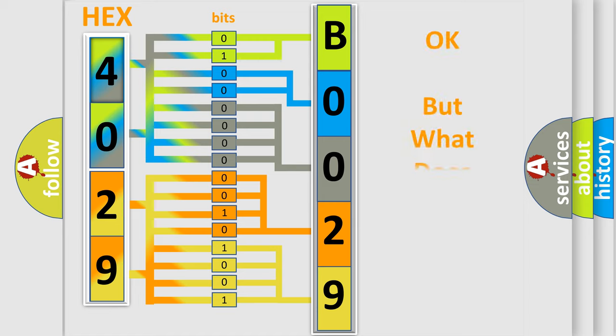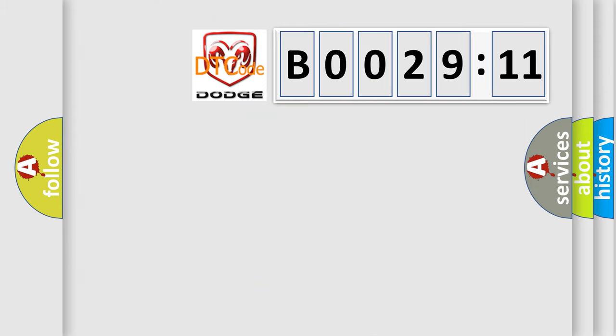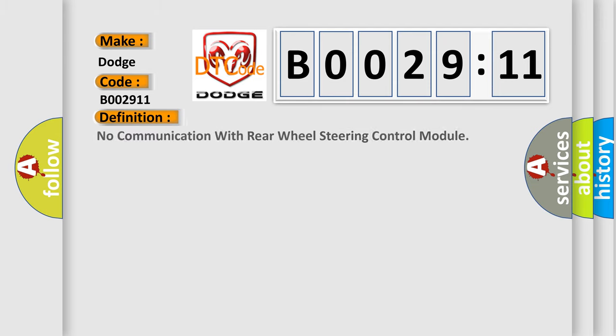The number itself does not make sense to us if we cannot assign information to what it actually expresses. So, what does the Diagnostic Trouble Code B0029-11 interpret specifically for Dodge car manufacturers? The basic definition is no communication with rear wheel steering control module.